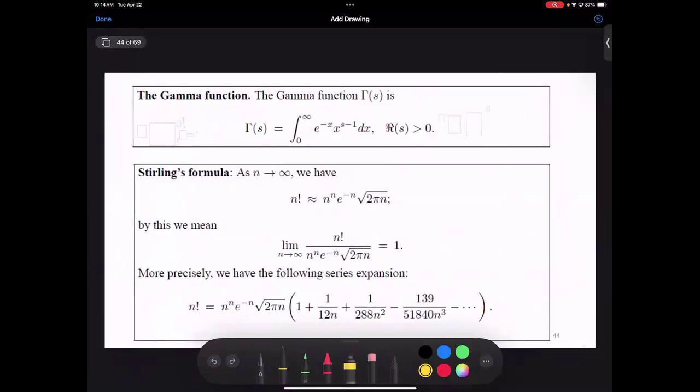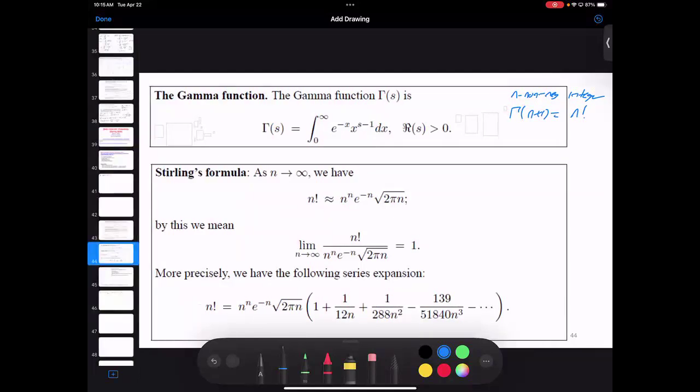Okay, so we've seen this slide before. You're just reviewing what the gamma function is. It's the generalization of the factorial function. Okay, and so the big result is if n is a non-negative integer, gamma of n plus 1 is n factorial. And then Stirling's formula, which we just talked about earlier, is n factorial is about n to the n e to the minus n square root of 2 pi n. This means if you divide the left-hand side by the right-hand side, it's going to converge to 1.